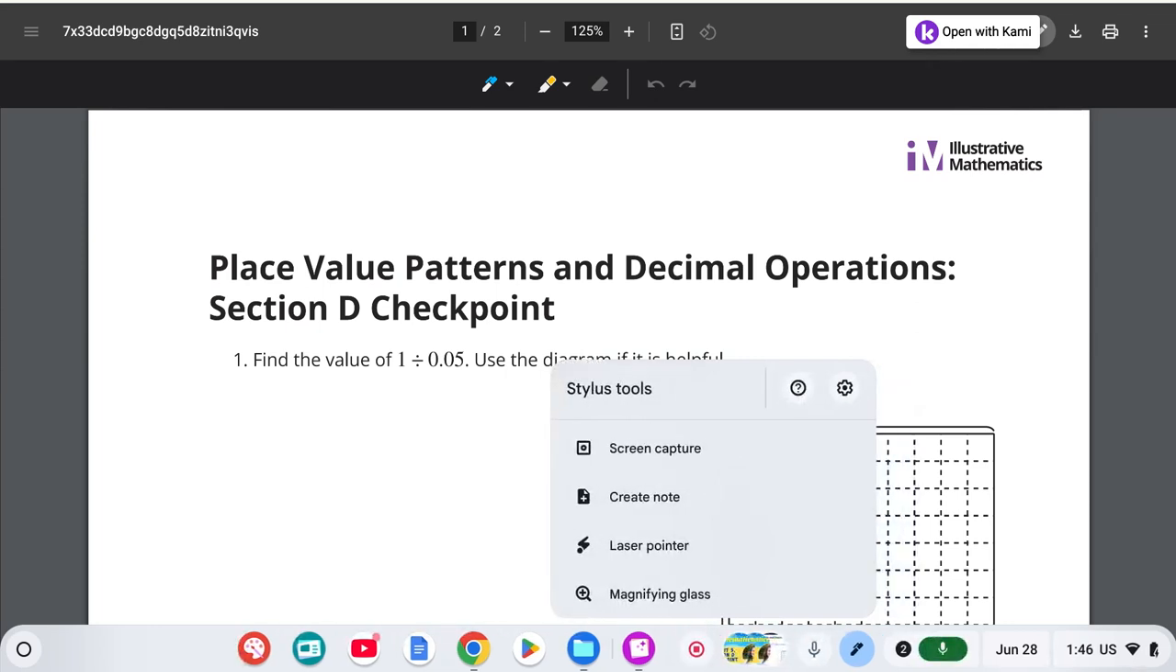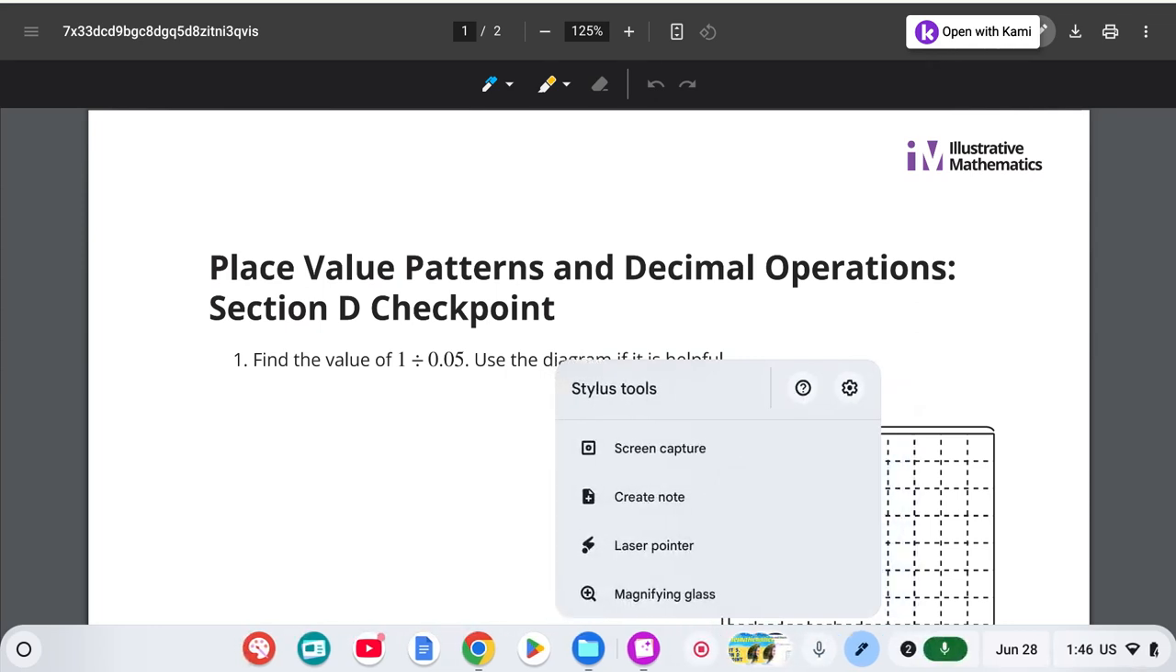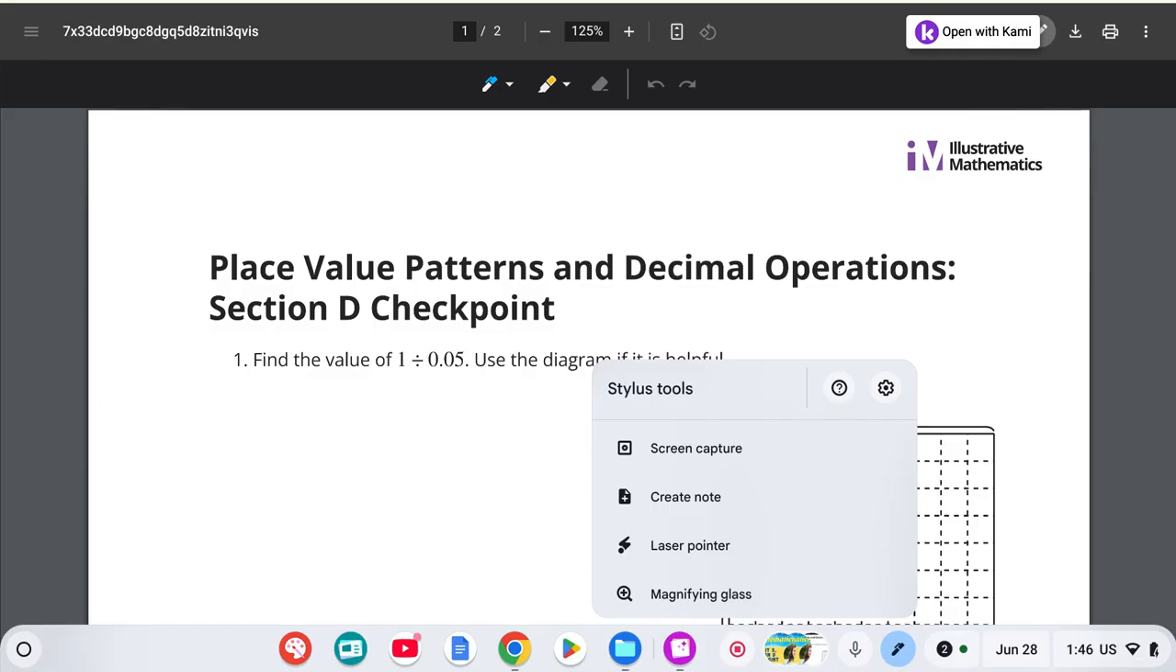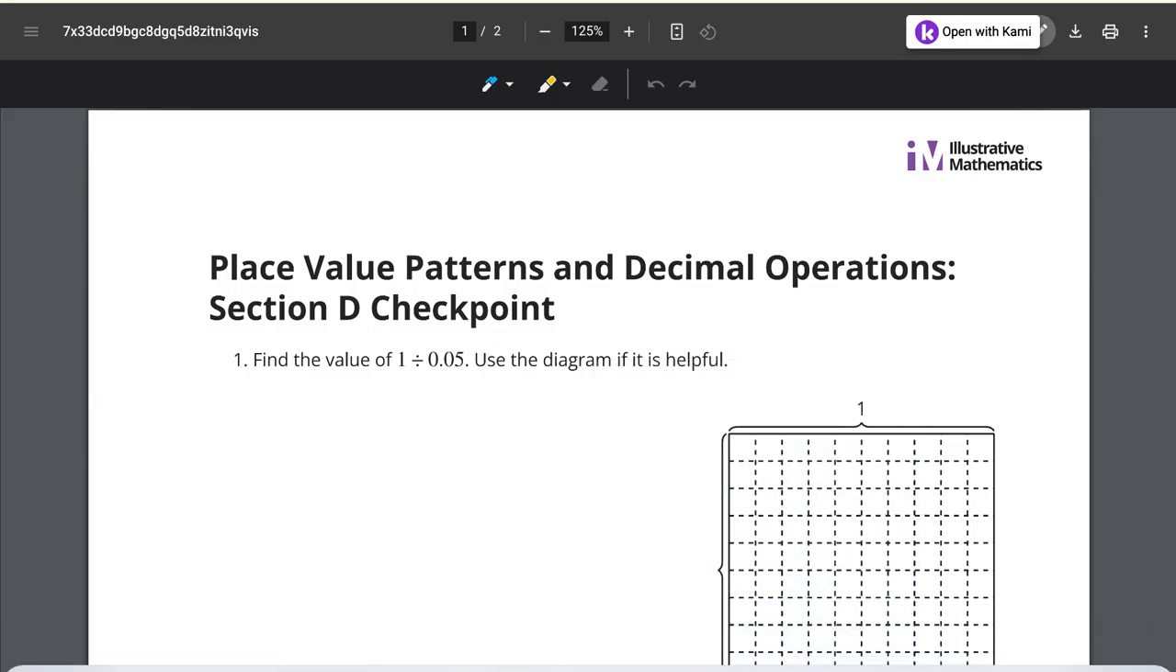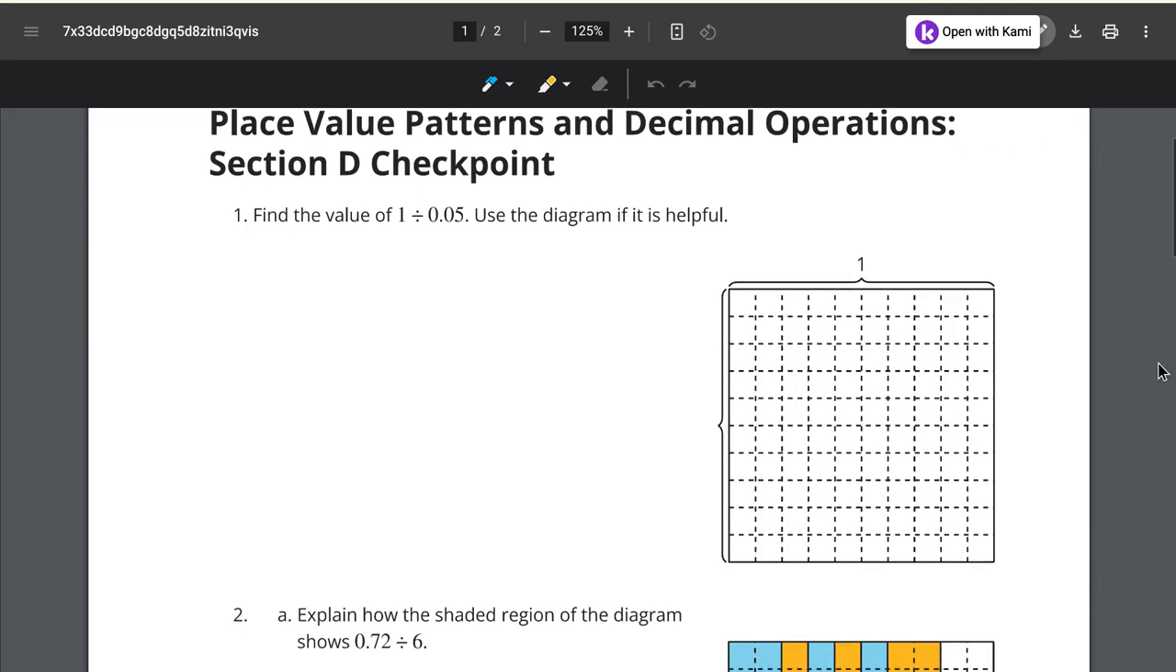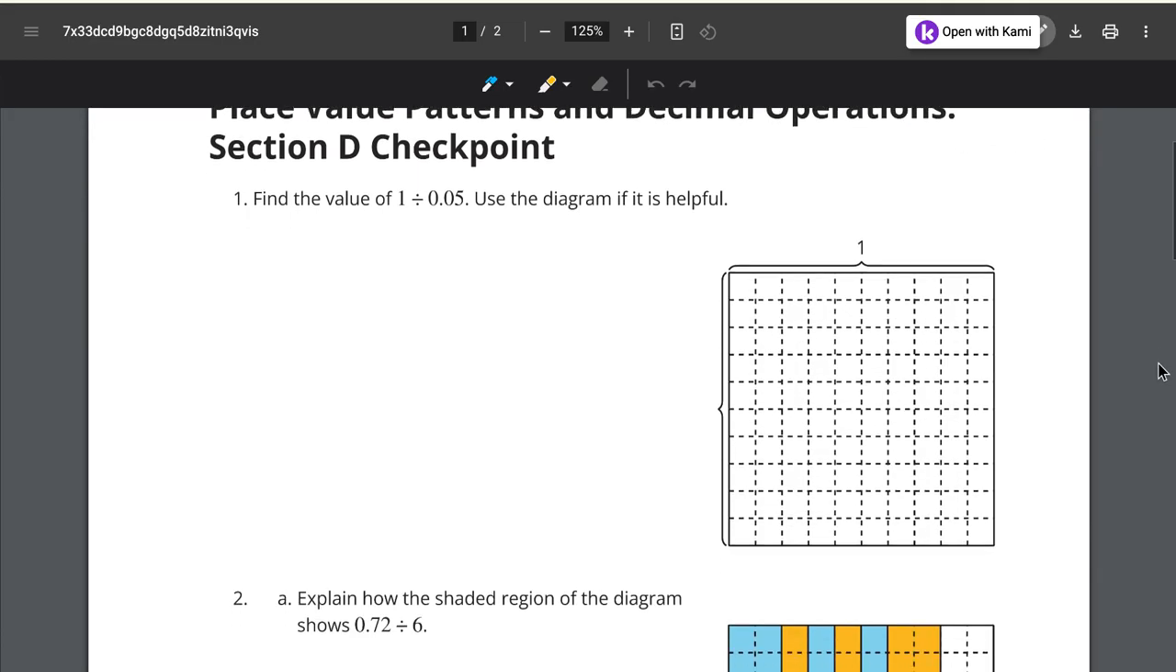Good morning, mathematicians. We are looking at our section D checkpoint for this unit 5, and let's begin. Number 1 says to find the value of one whole being divided by 5 hundredths. And of course, as always, we will use the diagram if it is helpful. And in this case, we're definitely going to use the diagram because here I see one whole.